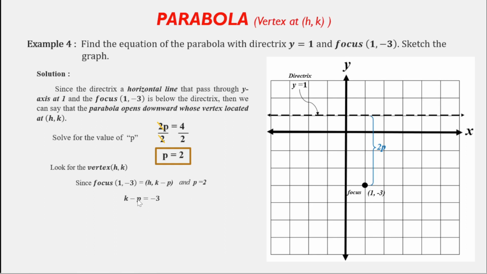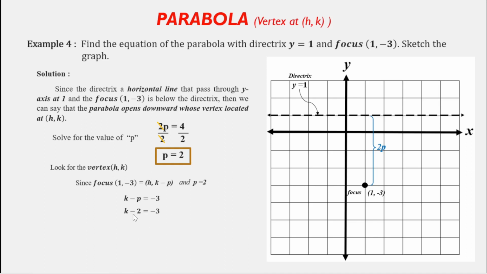We are going to equate, since k - p is equal to -3. So let us equate k - p = -3 and substitute the value of p, which is equal to 2, in order for us to find the value of k. Since we already have the value for h, which is 1, we substitute the value of p, which is 2. We have now k - 2 = -3.